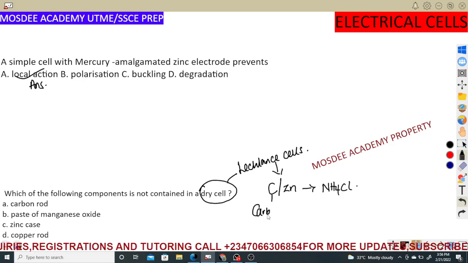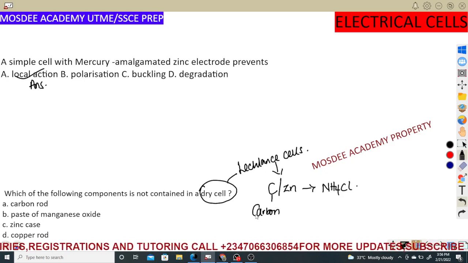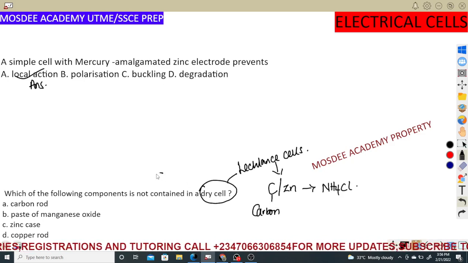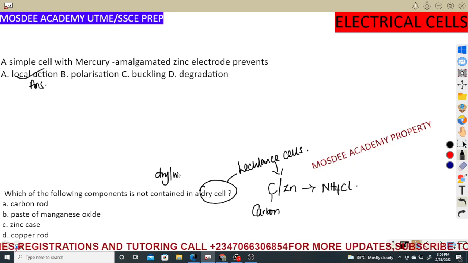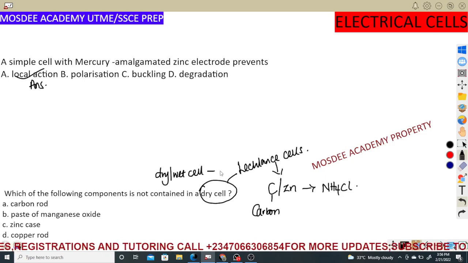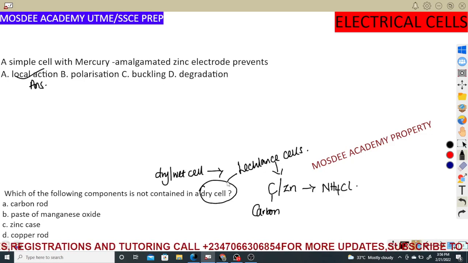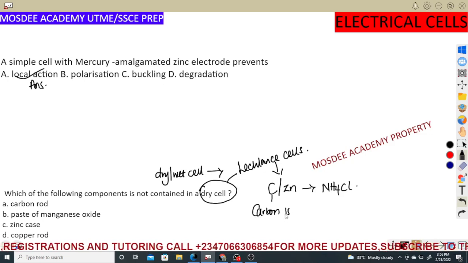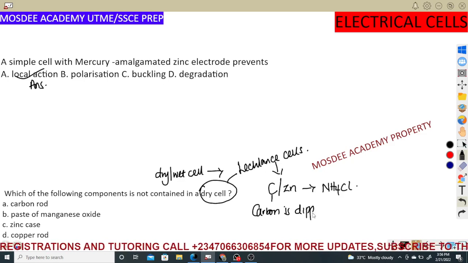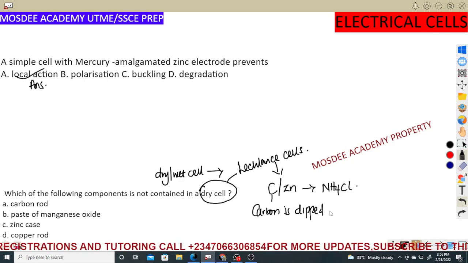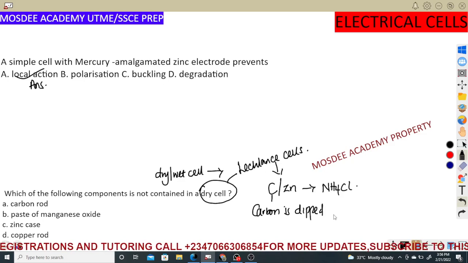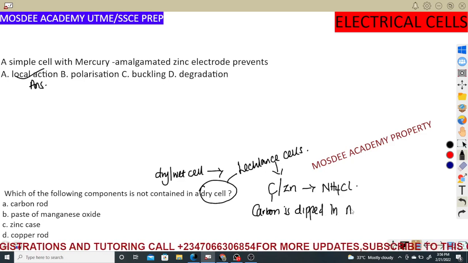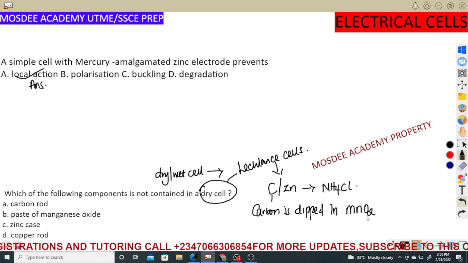Now, that is to prevent what? Polarization in a dry cell or wet cell. Either you say dry or wet, a dry cell is called a Leclanche cell. Now, the carbon is dipped or mixed with a catalyst. The catalyst we use is manganese oxide, which is generally a catalyst.